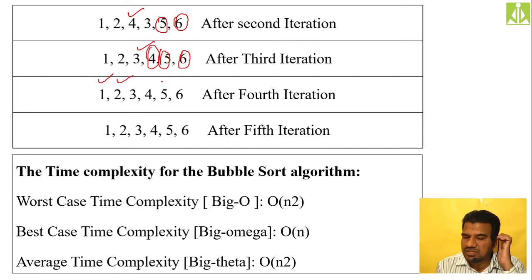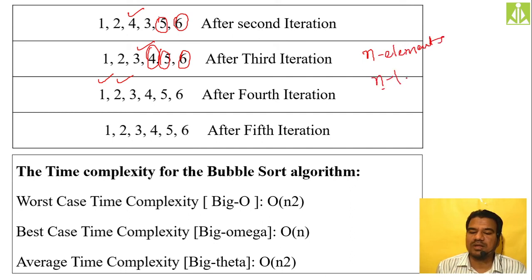How many iterations do we need? Overall, we need 5 iterations in order to perform the bubble sort algorithm with 6 elements. N elements means how many iterations? N minus 1 iterations. So this sorting technique will also require order of n square time complexity. Order of n square time complexity, bubble sort.